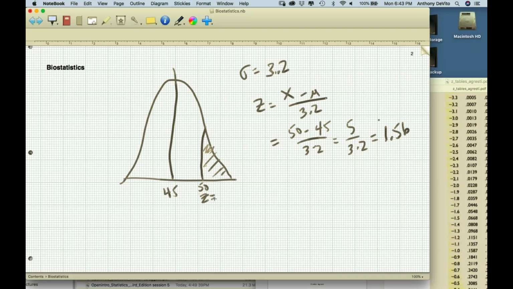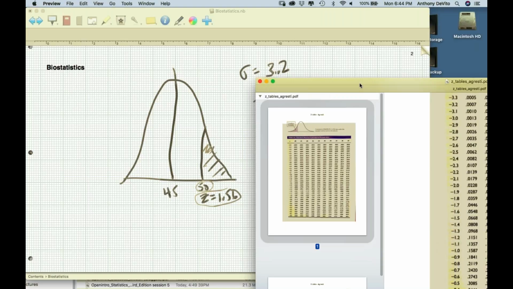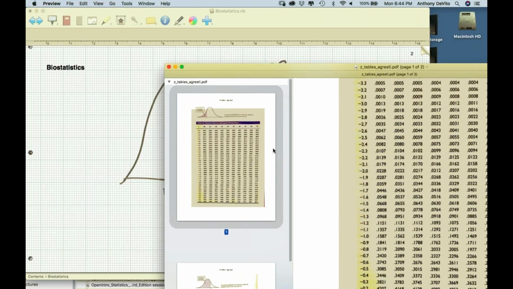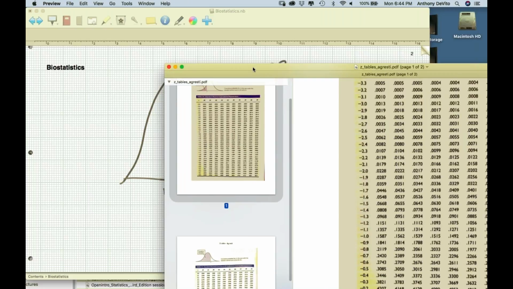So our z-score is equal to 1.56. This z-score for this normal distribution represents 50 pounds. Okay, we want to know the area to the right of that. Can somebody suggest to me what a shortcut for this might be? What might be a good shortcut for this?